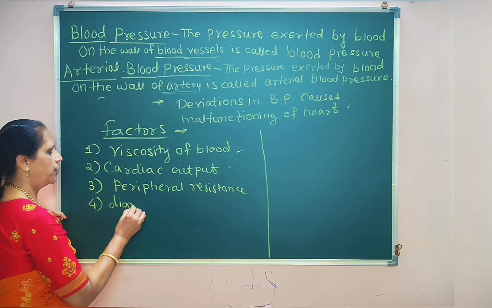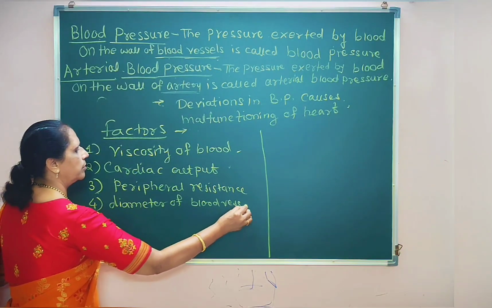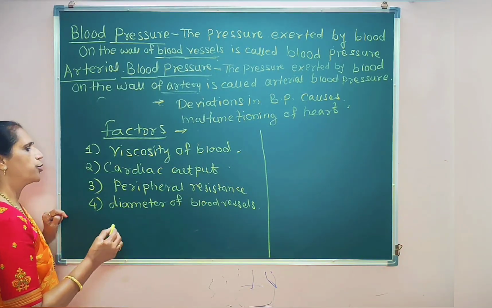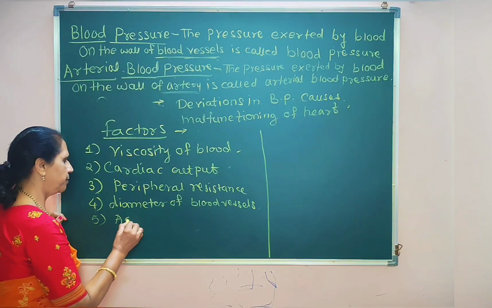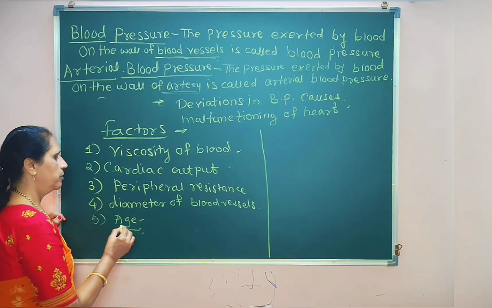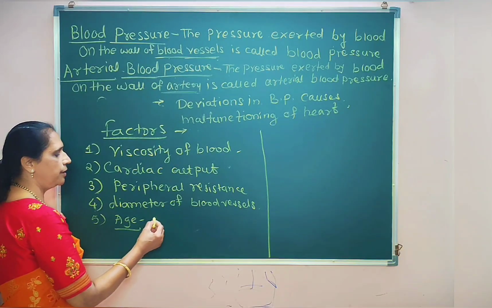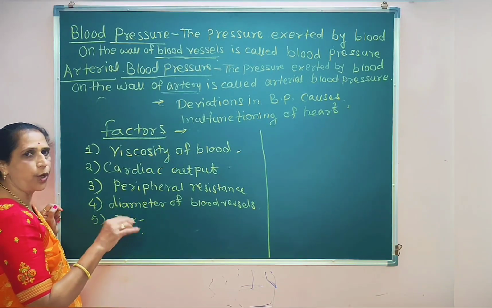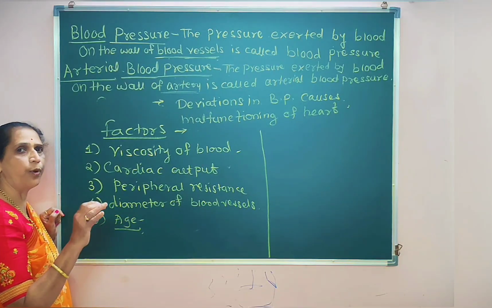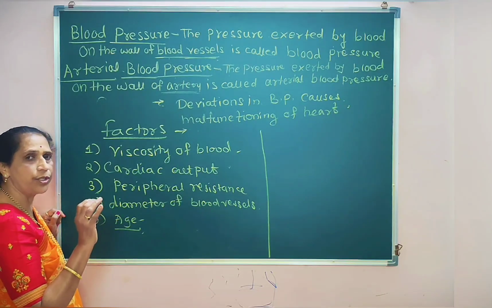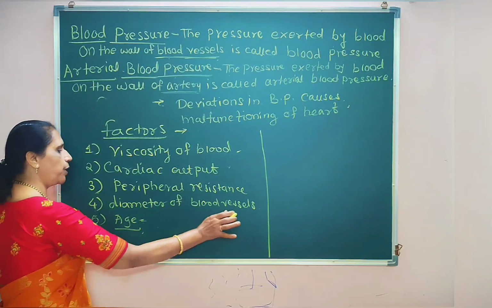Next is the diameter of blood vessels, which also shows variations in blood pressure. It also varies by age. BP is different at different ages. In children it is higher. In adults it is normal, that is 120, and in old age it again increases. The normal range is about 140/90 in old age persons.